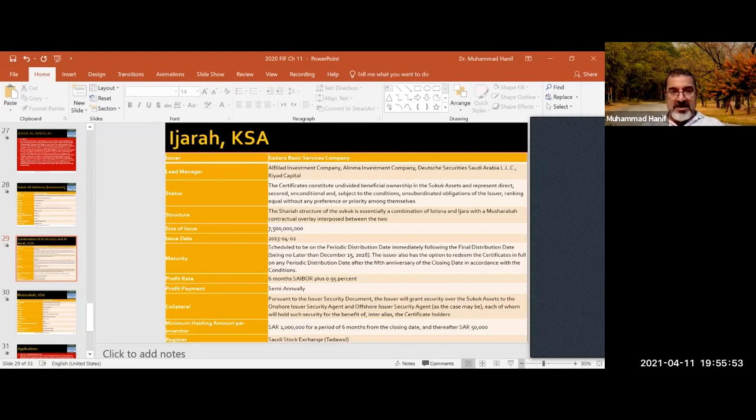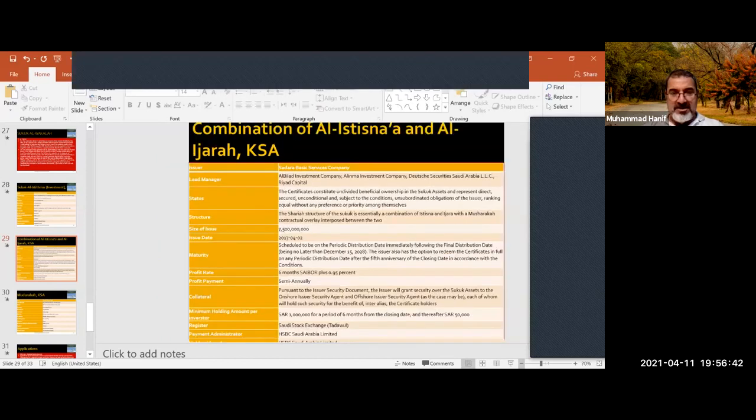Profit payment semi-annually. Collateral: pursuant to the issuer security deed, the issuer will grant security over the Sukuk assets to the onshore issuer security agent and offshore issuer security agent, as the case may be. Each of whom will hold such security for the benefit of, inter alia, the certificate holders. Minimum holding amount was Saudi Riyal 1 million for a period of 6 months from the closing date, and thereafter Saudi Riyal 50,000. Registrar was Saudi Stock Exchange, Tadawul. Payment administrator HSBC Saudi Arabia Limited, and holders agent HSBC Saudi Arabia Limited.